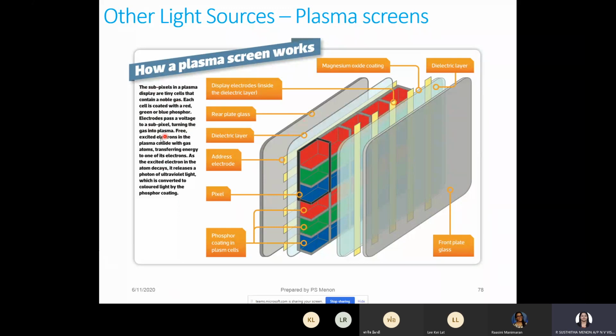Free excited electrons in the plasma collide with the gas atoms, transferring energy to one of its electrons. As the excited electron in the atom decays, again it goes to a higher energy level, and then when it decays, it releases a photon of ultraviolet light, which is converted to colored light by the phosphor coating. There is a phosphor coating at the front here. You can see the phosphor coating is embedded inside the subpixels. So this is how a plasma screen works.